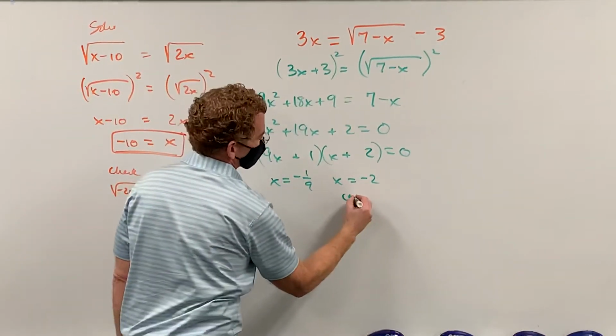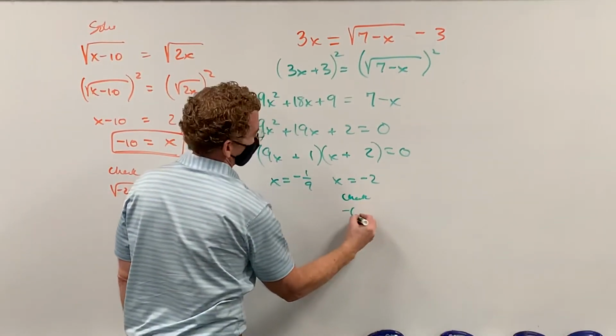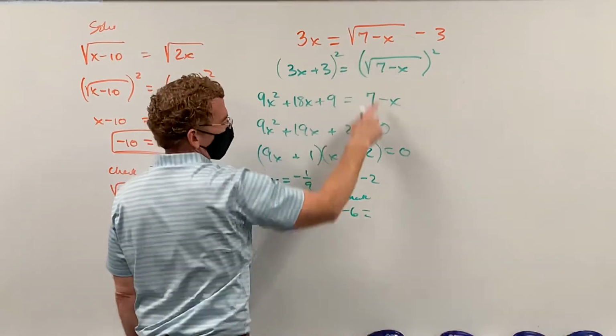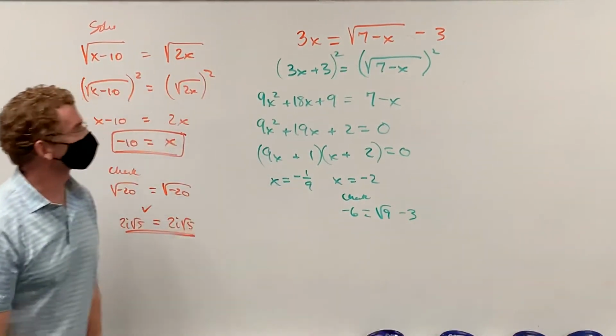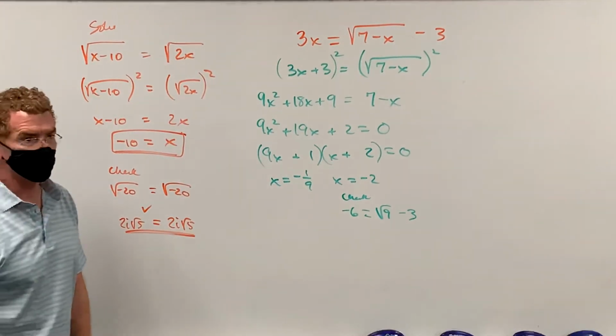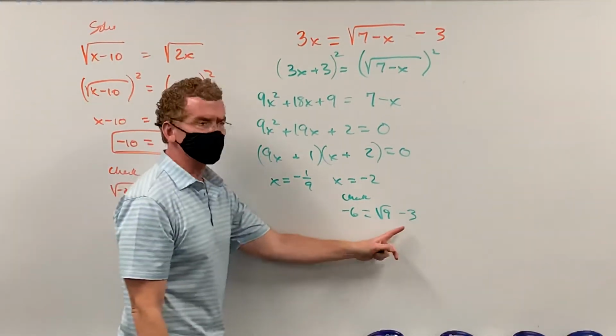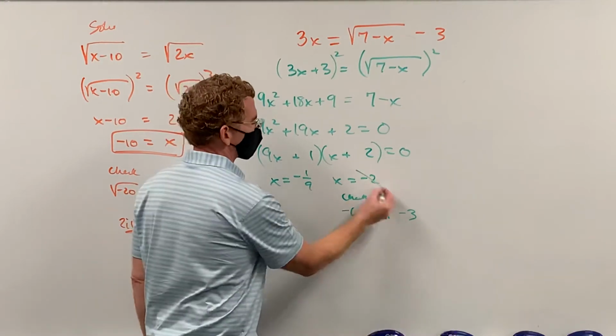I get negative, so if I'm checking this, I get -6. 7 minus a -2 is √9. Is that true? No, right? -6 is not 0. That's not true. So I'm going to throw that out.